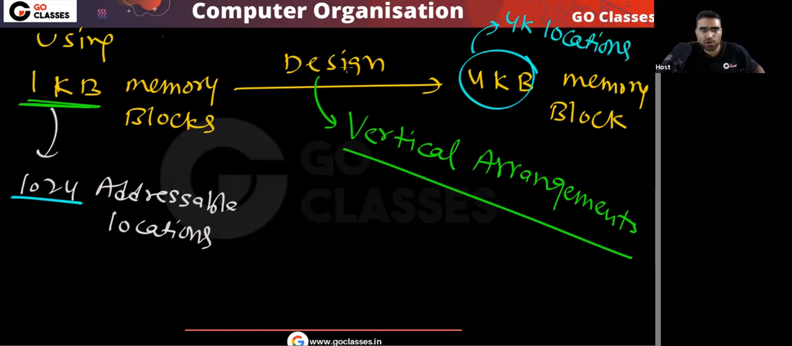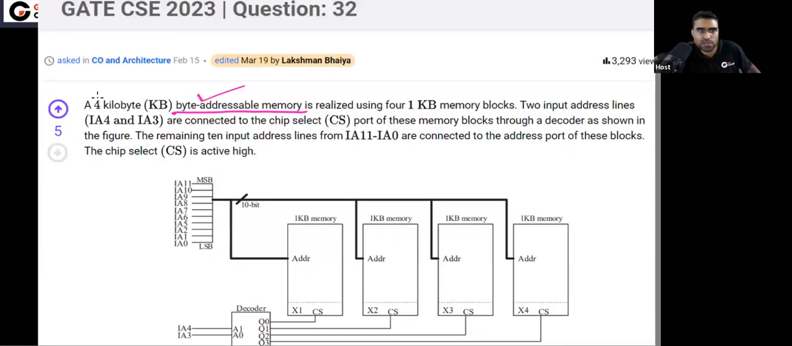We want a total of 4K locations, 4096. These many locations you want. Is this clear? So this is the example of vertical arrangement. Now let's read the question carefully.